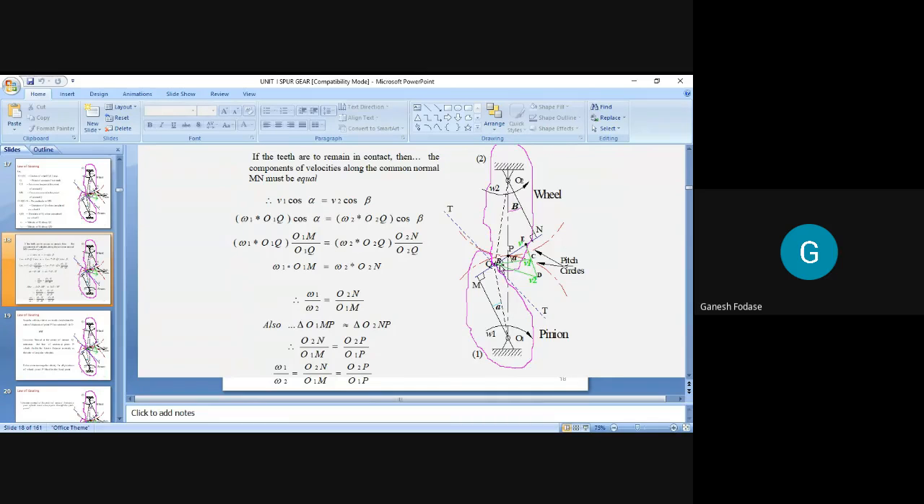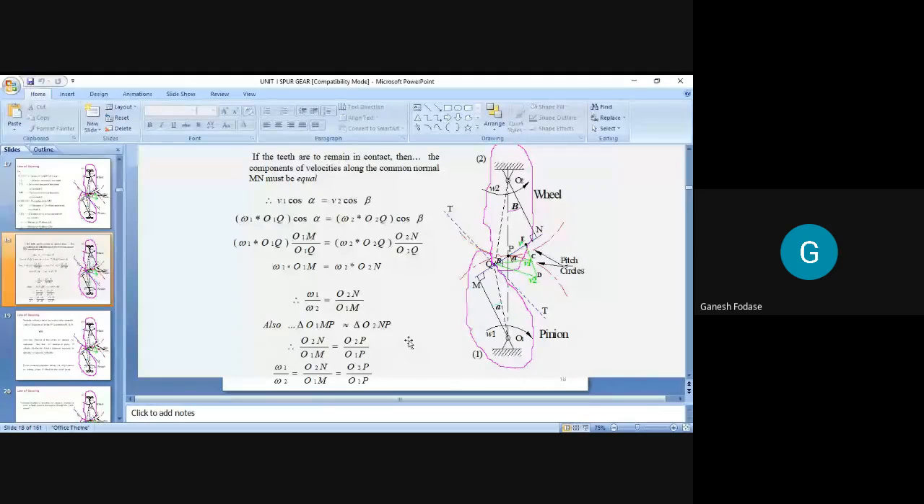So it's just a simple derivation. Here is how to start: just start with the relative velocity along the common normal being 0, and then put in the values of v1, v2 and cos alpha, cos beta. So it is a simple derivation. Start with the relative velocity of this common point, the point of contact, along the common normal, which will be 0, and you will get your expression. So this is all about the law of gearing.